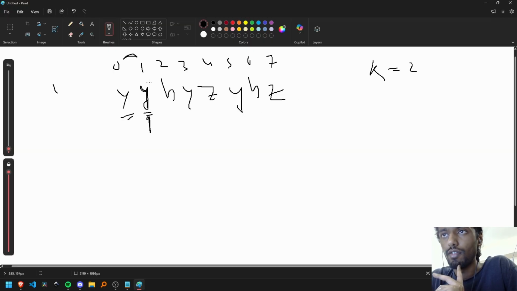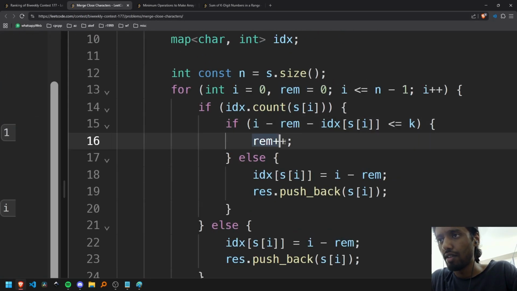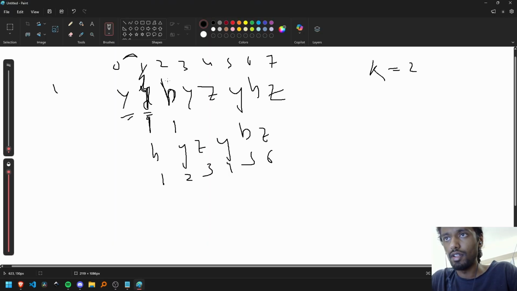The observation we can make is, after we remove this, all of their indices will decrease by 1, right? This 2 will become 1, because the string will shift here. So all the indices will decrease by 1. This will become 6, this will become 5, 4, 3, 2, 1. So this index went from 2 to 1, and so on. So whenever I am removing something, I am incrementing rem, and now the actual index is i minus rem. Since after one removal, the index went from 2 to 1, right?